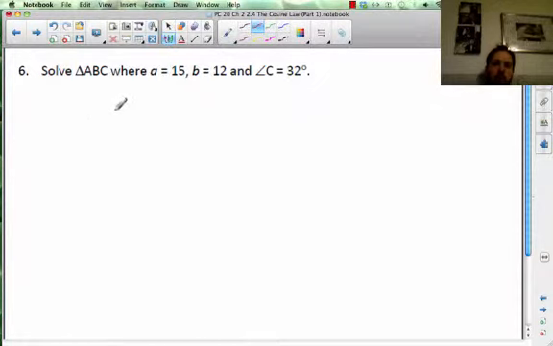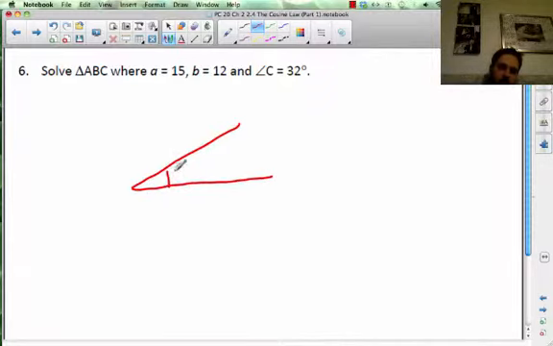So let's solve this one together. Triangle ABC, where a is 15, b is 12, and angle C is 32. So we'll try to make this reasonably accurate. So let's go an angle of 32. Now these sides are fairly close together. So this is angle C.